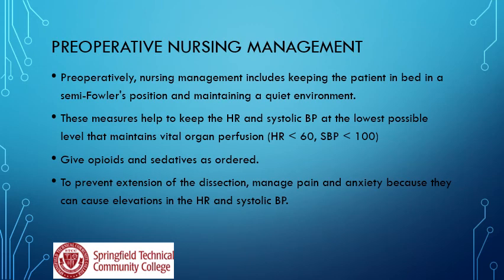Preoperatively, we talked about this, make sure your environment is quiet, maintain the patient in bed in a semi-Fowler's position, keep the heart rate and systolic blood pressure at the lowest possible level that maintains vital organ perfusion. So a heart rate, usually you want them below 60, and a systolic blood pressure less than 100. Give them pain medicines and sedatives. You're going to prevent extension of the dissection by managing pain and anxiety, because they can cause sometimes severe elevations in the heart rate and systolic blood pressure.